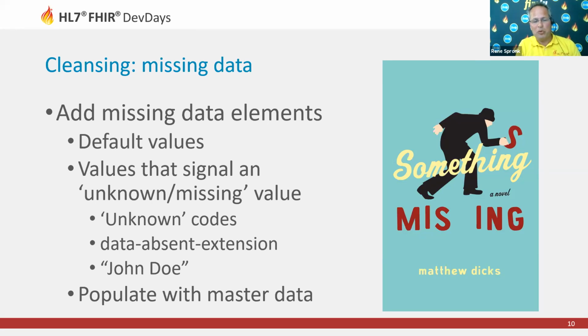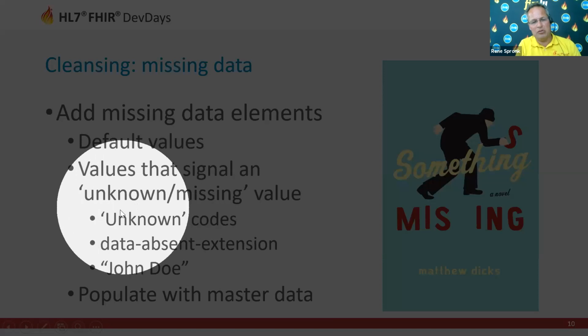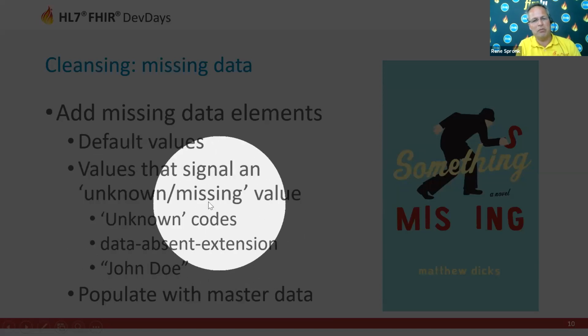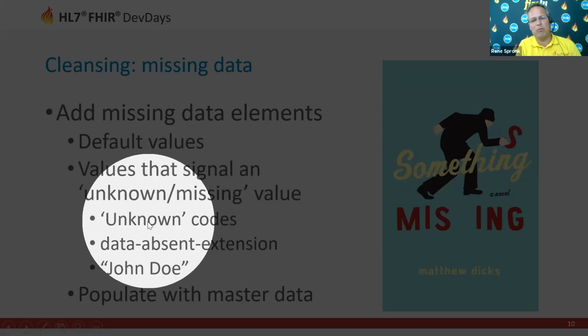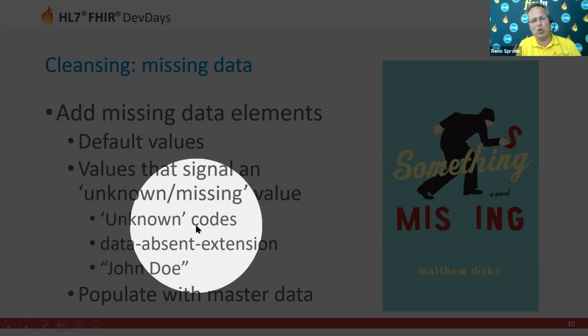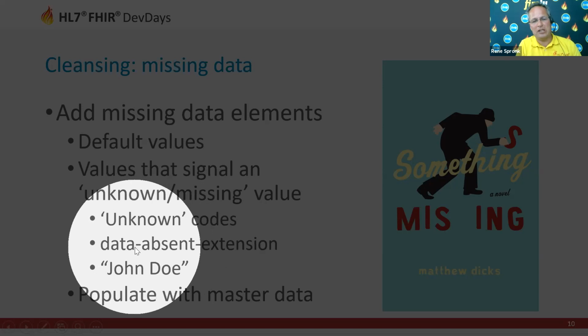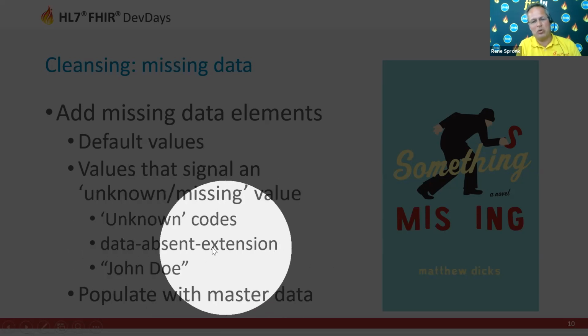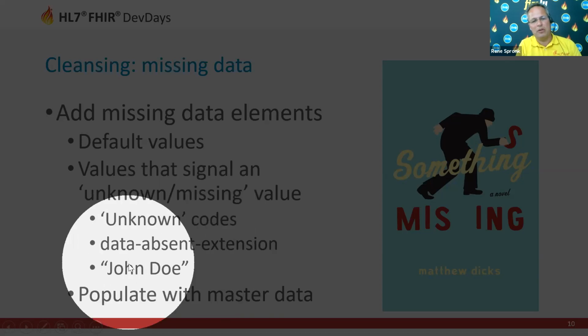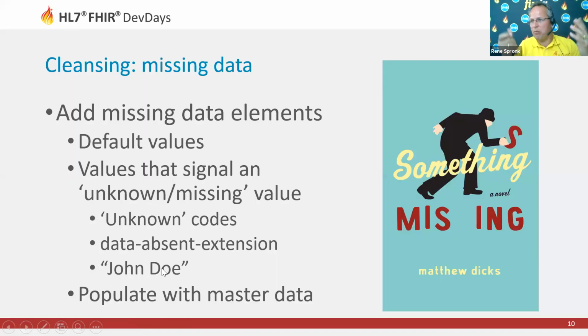There could be special values that indicate to the receiver that, hey, there is a missing value. Some terminologies have specific codes that mean unknown, or we have a data absent extension that shows us the reason why a normal value is absent. And even John Doe, as a fake name for the unknown patient, is effectively stuffing a data element with the default value.